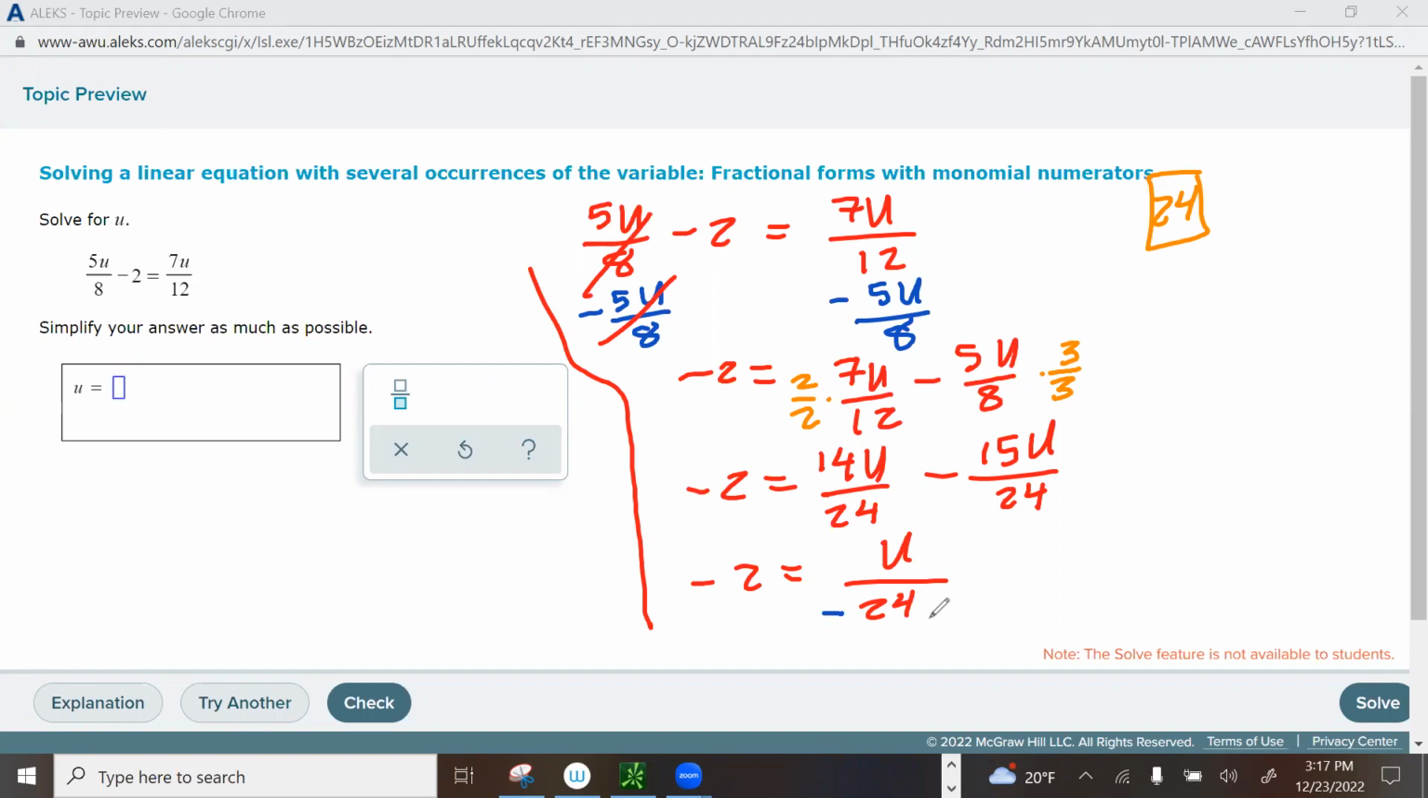I'm just going to pretend it's on the bottom, and then I'll say, hey, u is being divided by -24, so I'll do the opposite. I'll multiply by -24. Oh, yeah. So those are going to cancel, and we're going to get a u on the right. And on the left, negative 24 times negative 2 is positive 48. And that's the way I do it now. I like it.